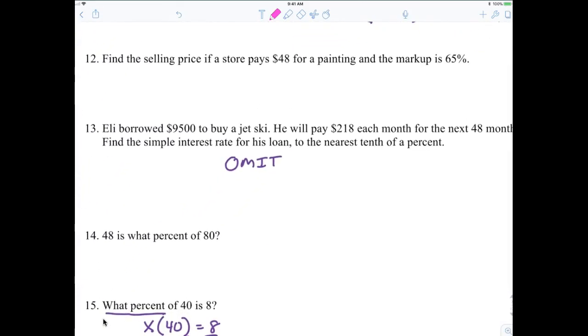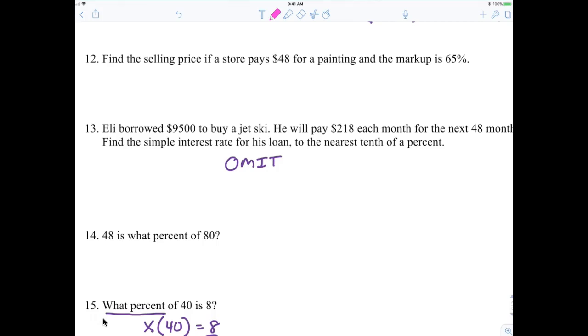So let's take a look at number 12. Hold up for a second. All right. It says, find the selling price. Now, again, you have to read carefully or you're going to make a mistake. Lander, what are you thinking? Number 12. Yep.